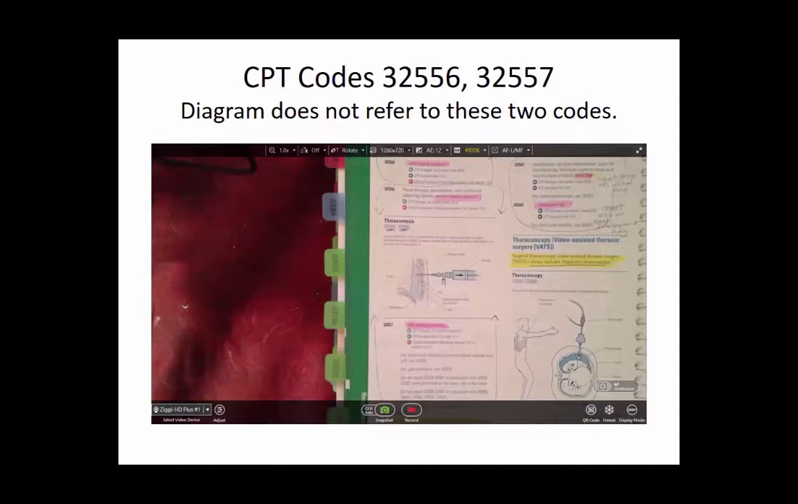I wanted to show you this slide because it's kind of like a warning. You see code 32556 is up here and 32557 below the diagram. And the thing is, the diagram is about something completely different. The diagram has split a family of codes and is placed right in the middle of codes it doesn't even apply to. So be extra careful when you're looking at diagrams to be sure you are looking at the diagram you want to look at and the associated codes, because that could really get you in trouble if you thought that the thoracentesis was one of these two codes above and below the diagram, because it isn't.